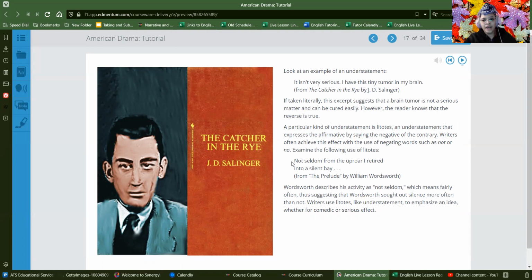So they give you an example here. Not seldom from the uproar I retired into a silent bay. Seldom means rarely or not often. So if you say not seldom, what you're saying is not often. He's suggesting that what he does very often is retire or leave to a silent bay. A bay is literally like an outside water source. So he's saying that very often he'll go off to be by himself, like by the bay.